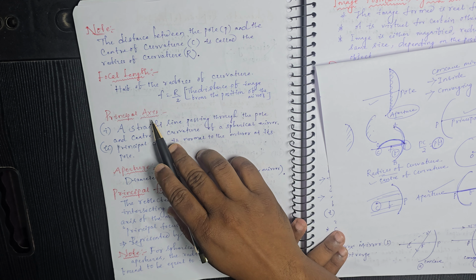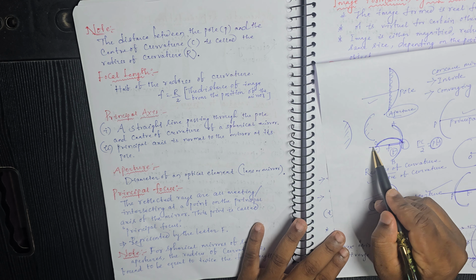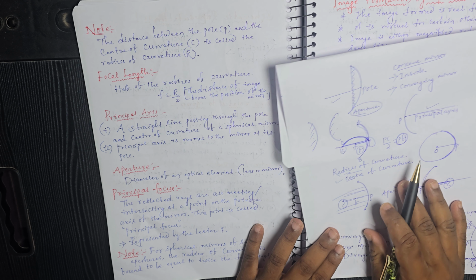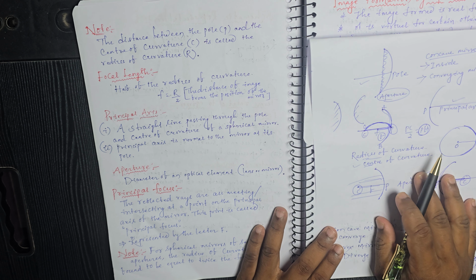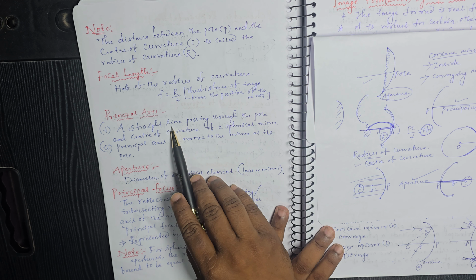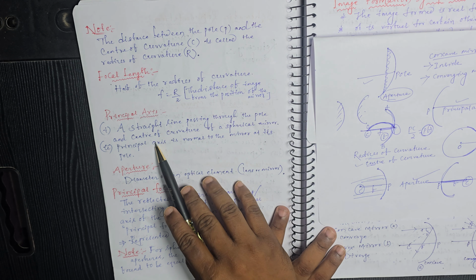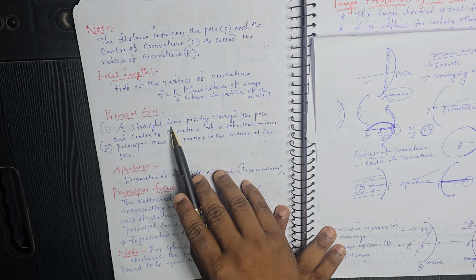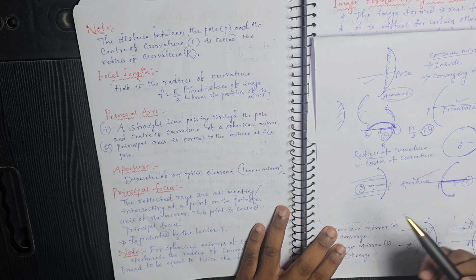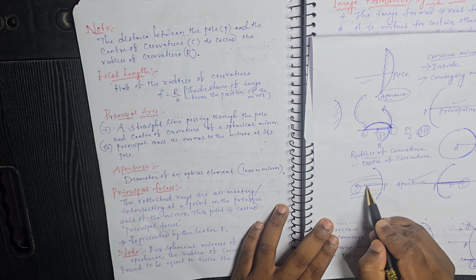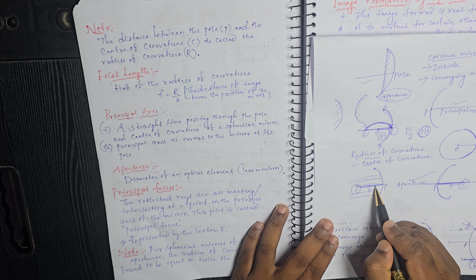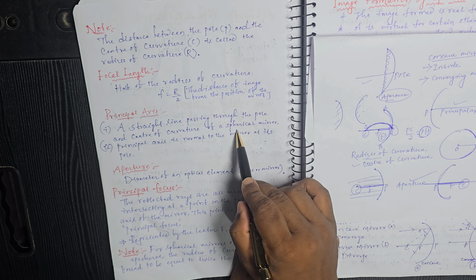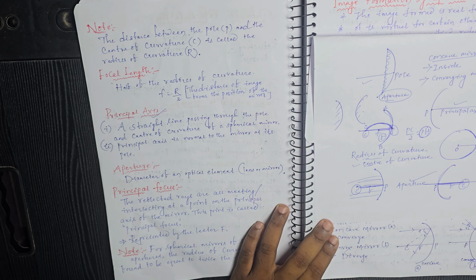Clear? Then after that, the principal axis. Here you can see this line or this line or even this line or this line. They all are called principal axis. How to define it? A straight line passing through the pole and center of curvature of a spherical mirror. I repeat, a straight line passing through the pole. So from the pole, it will pass like a straight line. Clear? And the center of curvature also will lie on this particular line. So this line is called the principal axis.